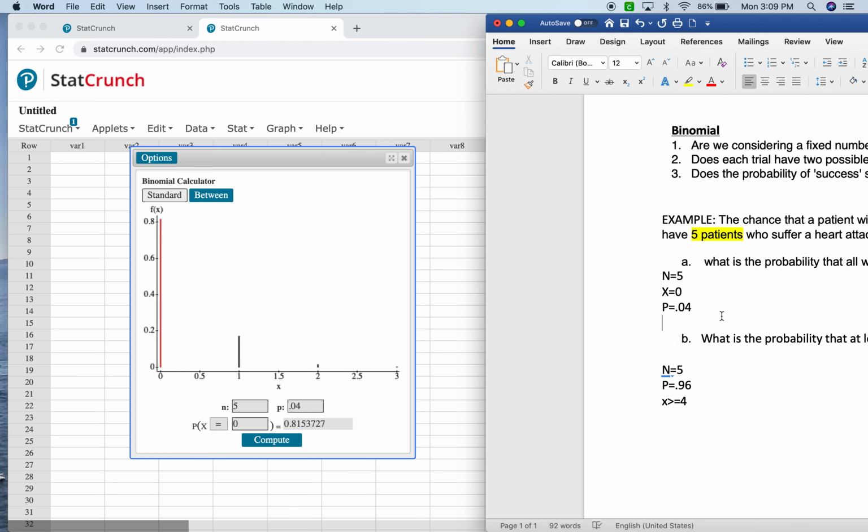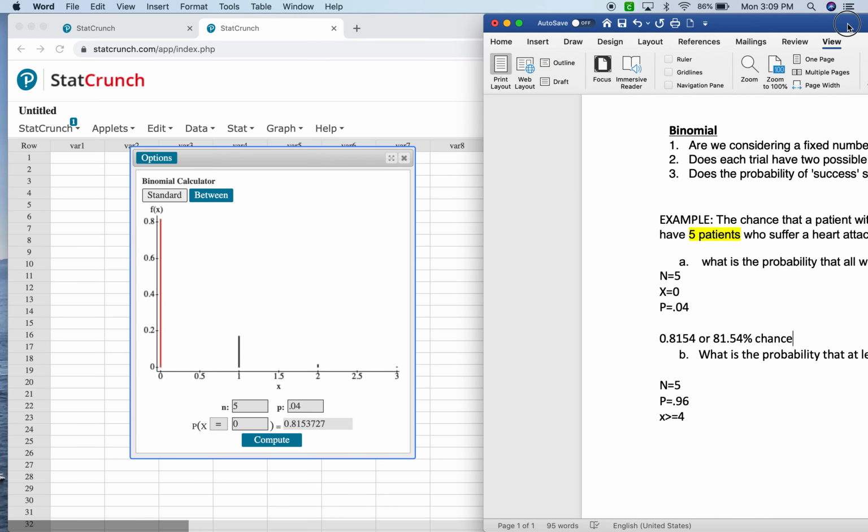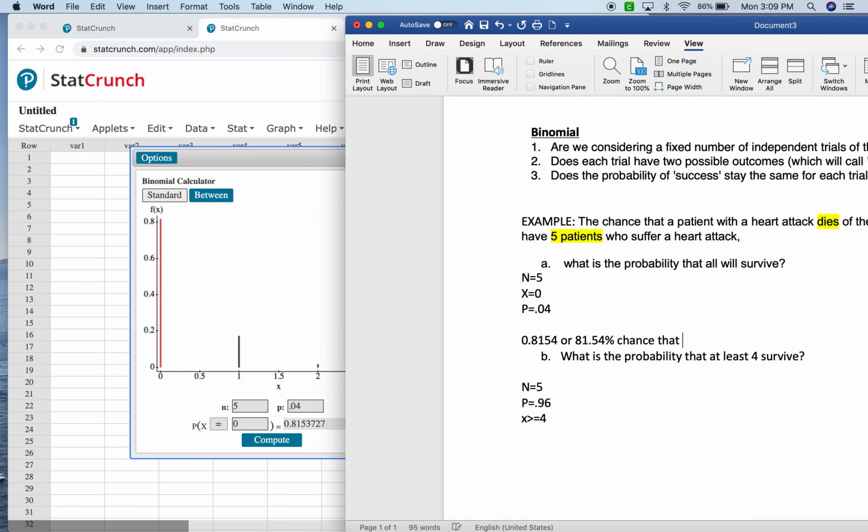So the answer for this one, our likelihood, is 0.8154, or 81.54% chance that all 5 patients survive.